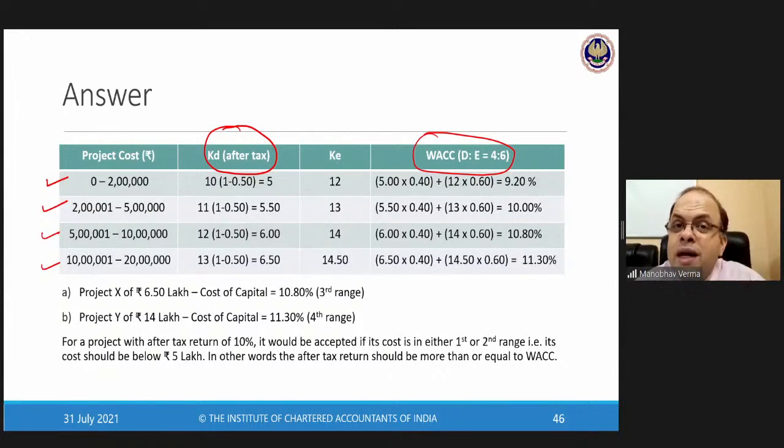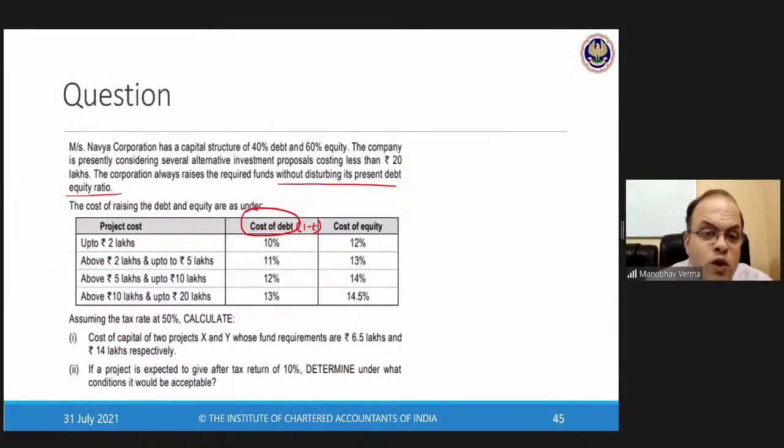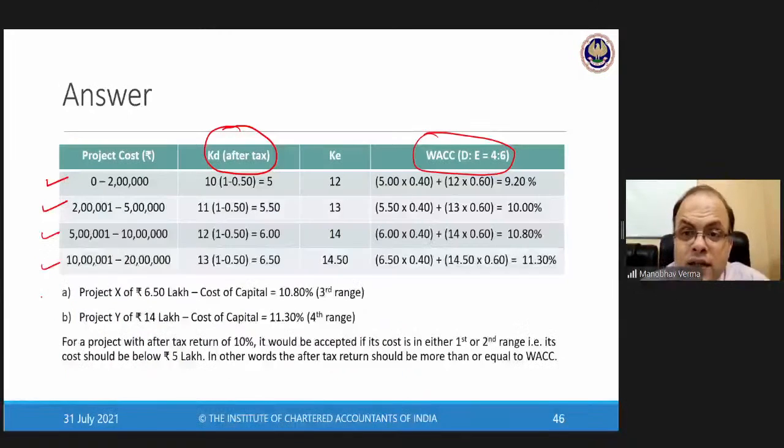Now your question becomes pretty easy. They're asking about project X. X is 6.5. Where does that fall? Project X falls into the third range here. Y is 14 lakhs, so project Y obviously falls into the fourth bracket. That's why your answers for X and Y are 10.8 and 11.3. Slightly different question, but it should not be that tough to understand and interpret.